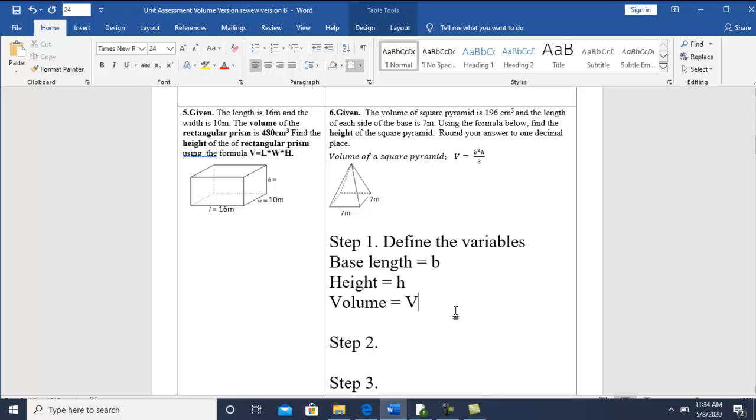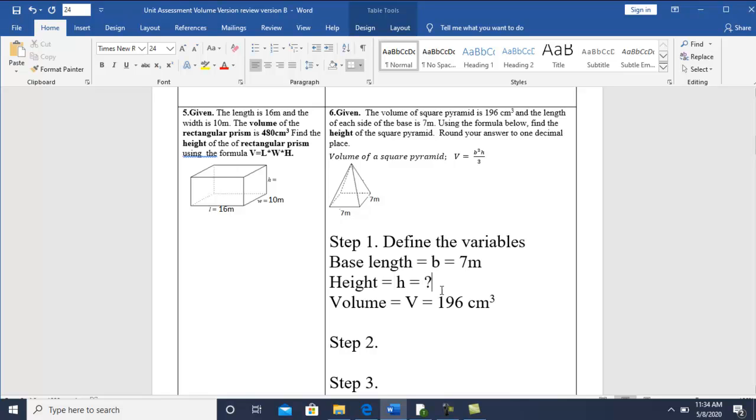Now, we're given the volume of the pyramid. You have 196 centimeters cubed. Don't forget your units. It's a 3 there, sorry. We know the length of the base, which is 7 meters, but we don't know the height. This is missing, so we've got to figure out what that is.